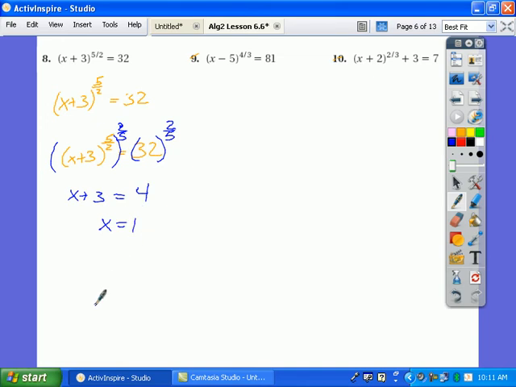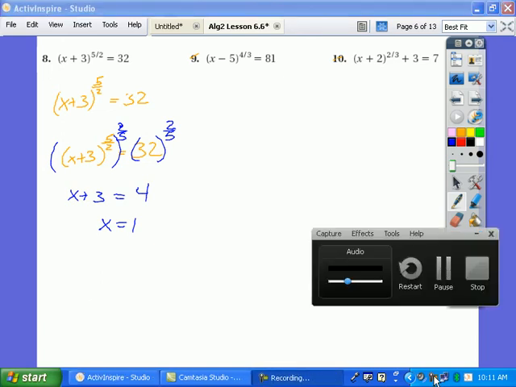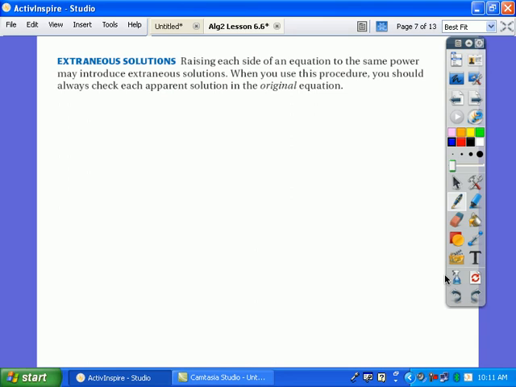As we proceed farther into this section, we're going to start to see some more difficult problems. With those difficult problems are going to come extraneous solutions. Just as a reminder, these are solutions that you obtain from doing all of the right steps, but they don't actually work in the original equation.